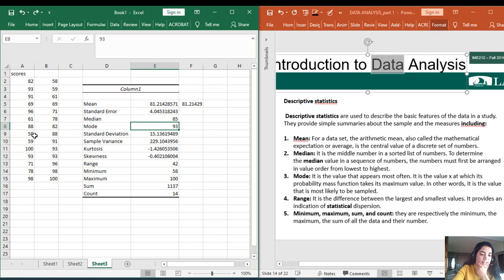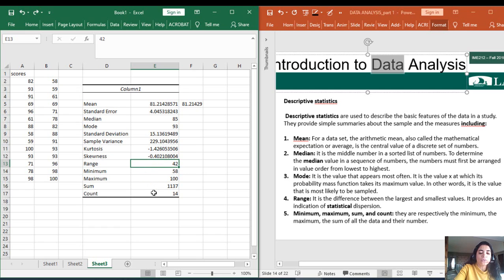It is 93, because I have here 93 and here 93. So I have 293, that's why this will be the mode. Now, what is the range, which is this one? Basically, the range is the maximum minus the minimum grade. So this will be the range.